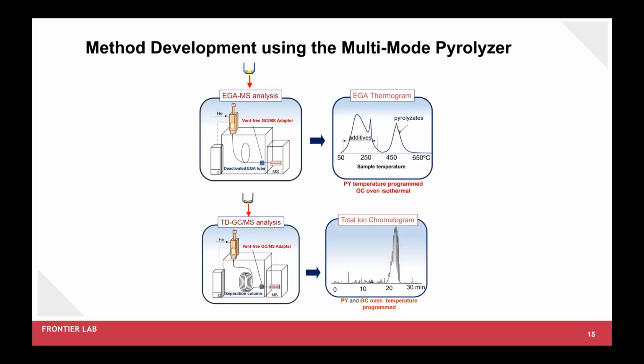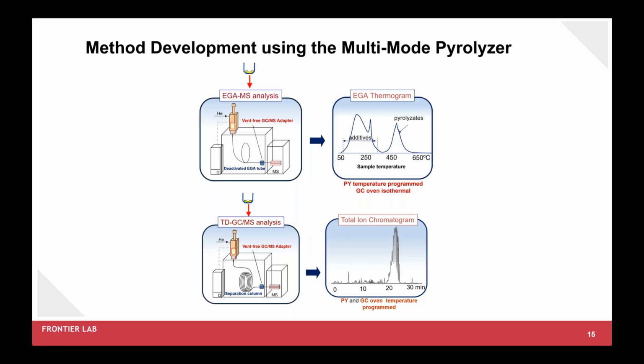As we just learned from the method map concept, evolved gas analysis, known as EGA, defines the optimal thermal desorption zone for thermally extracting the phthalates. EGA is a rapid screening method that utilizes the temperature programmability of the microfurnace pyrolyzer.